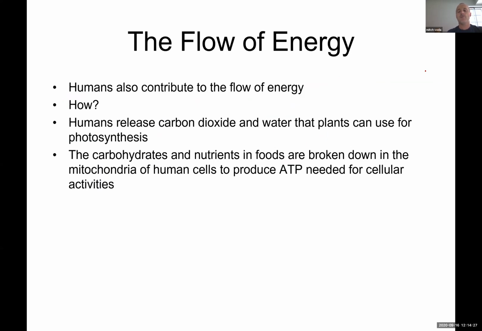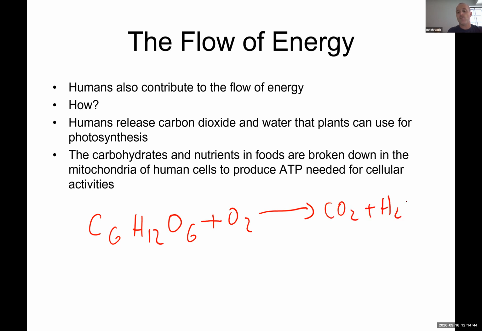How do humans contribute to the flow of energy? Pretty simple. We use what? Glucose, which comes from plants, and we use oxygen, which is also produced by plants. And we produce carbon dioxide and water, plus the energy that the body needs to grow and develop and for homeostasis.